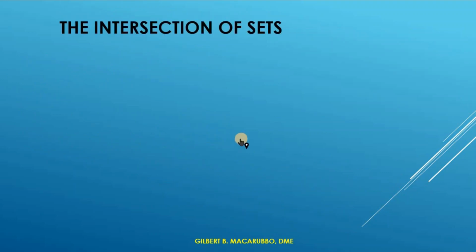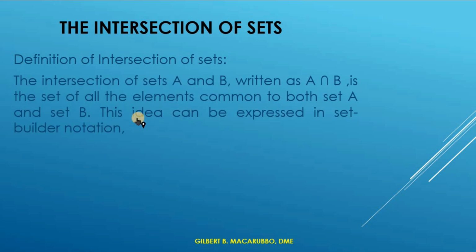Next, the intersection of sets. So let us now define what is the intersection of sets. The intersection of sets A and B, written as A ∩ B, okay, so this is the symbol for the intersection, is the set of all the elements common to both set A and set B. This idea can be expressed in set builder notation.